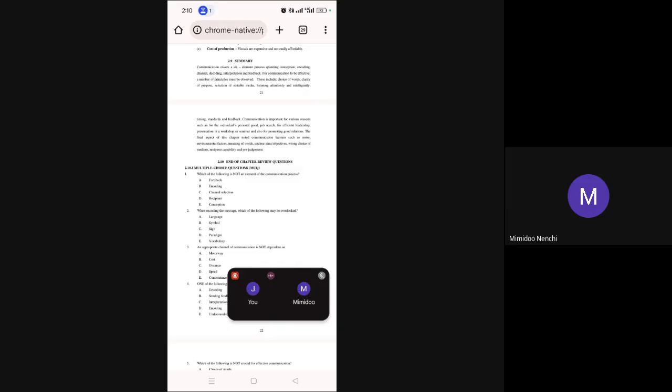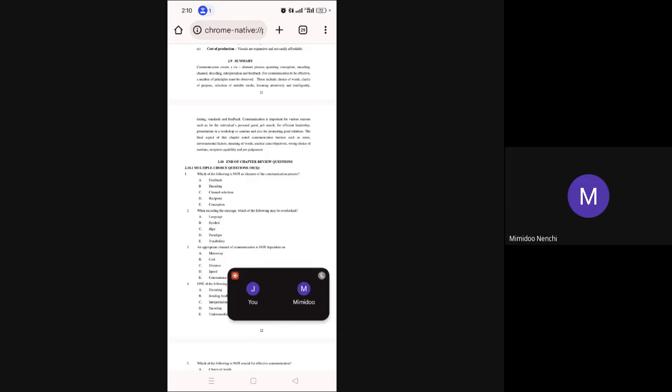Then when encoding the message, which of the following may be overlooked? When you are encoding, which one may you overlook? Language, symbol, sign, paradigm, vocabulary. Which one can you actually overlook when you are encoding? Paradigm.